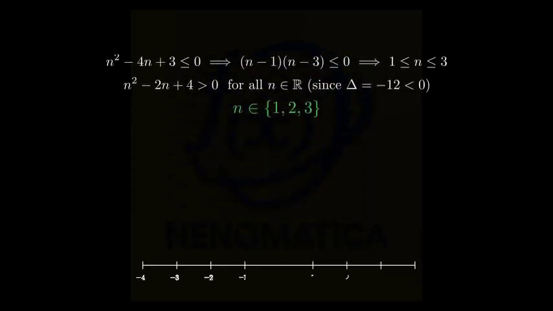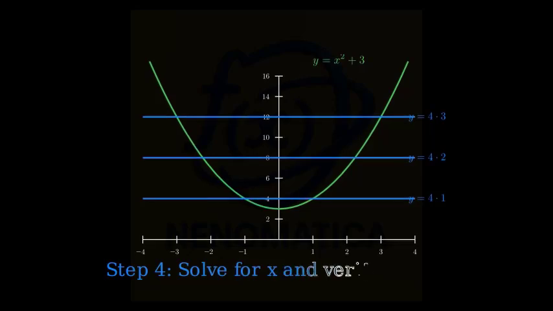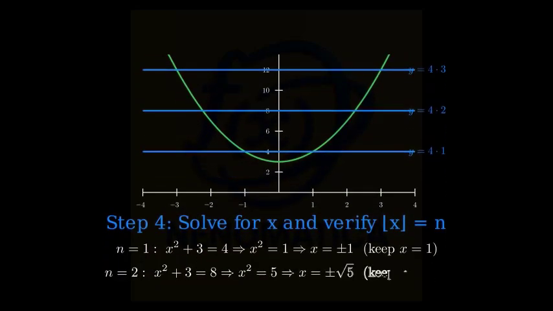To see the structure, here is the graph of y equals x squared plus 3 in green. We'll draw the horizontal lines y equals 4n for n equals 1, 2, and 3, and mark their intersections with the parabola. Later, we'll apply the floor condition to keep the valid x values. Step 4. Compute x from x squared plus 3 equals 4n, and check that the floor of x equals n.